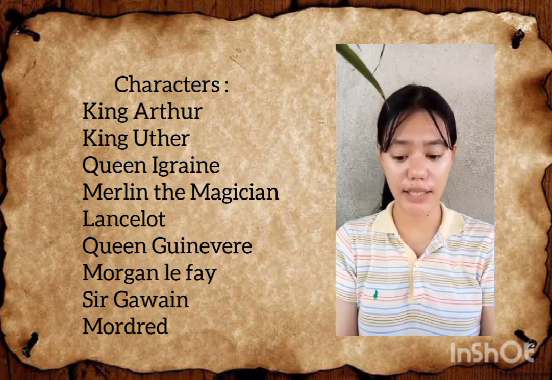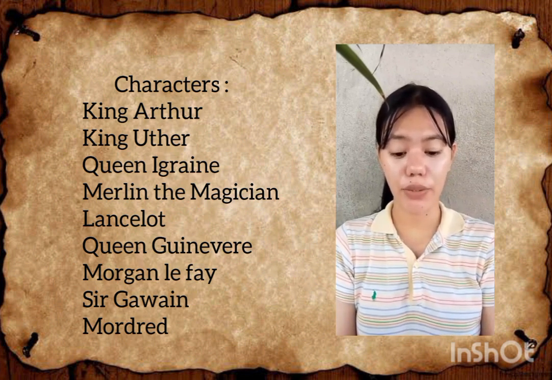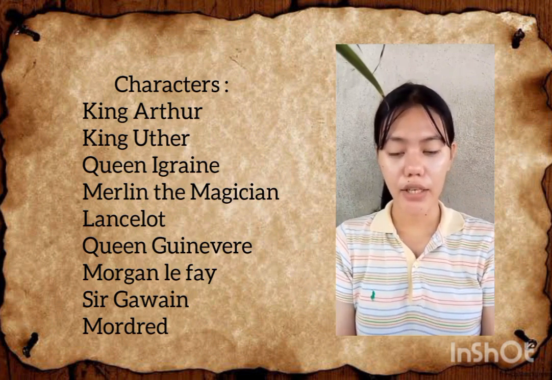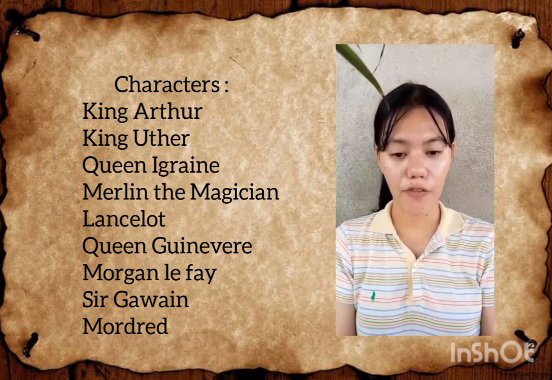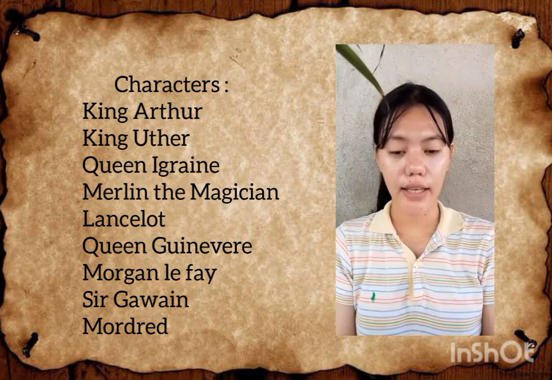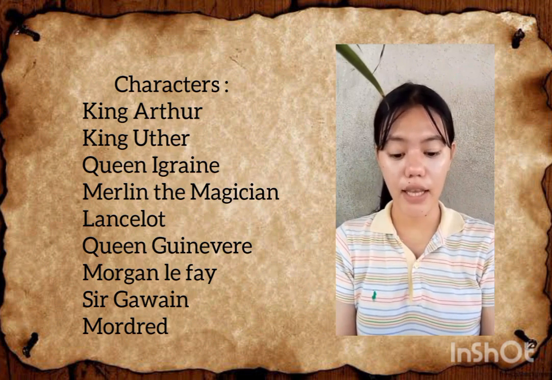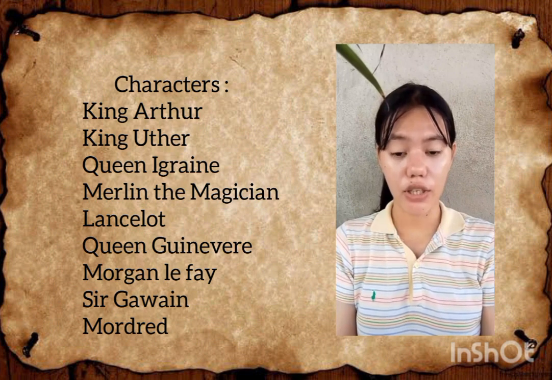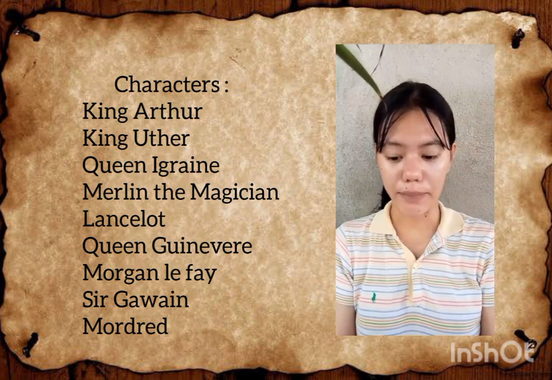Next, we have Lancelot, the flower of chivalry. He is the greatest of all knights and Arthur's closest friend. And next, we have Queen Guinevere, the wife of King Arthur. Next, we have Morgan Le Fay, the half and older sister of King Arthur. She can change her appearance, becoming old, young, beautiful, and ugly.